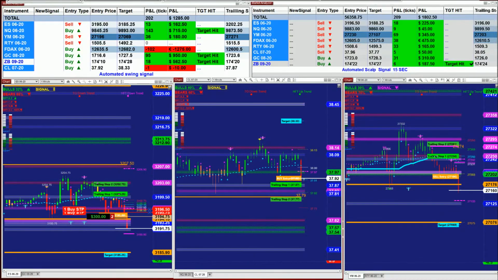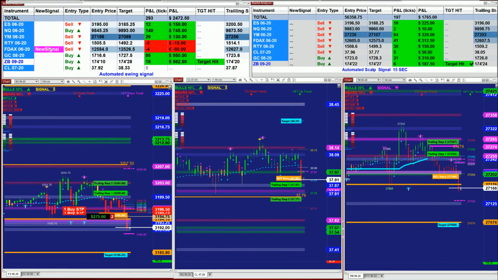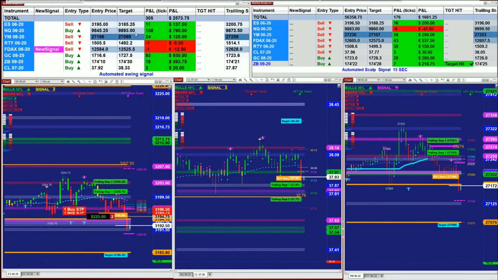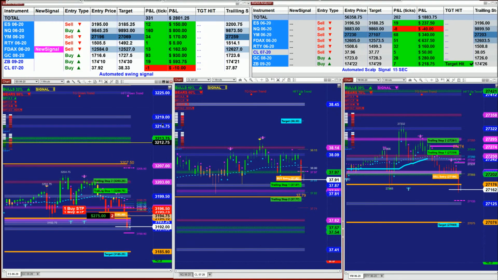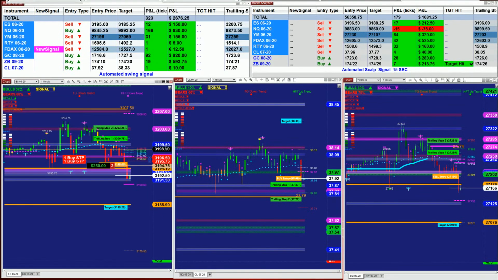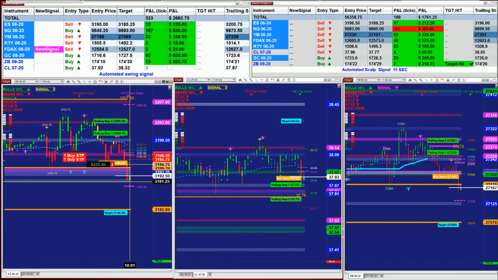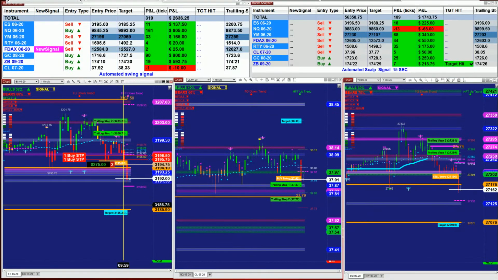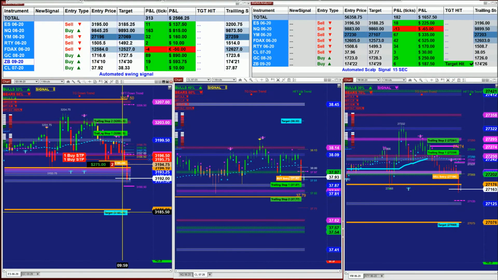On the left upper, a new signal on the DAX, sell 12584, target 12525.5. So the market really start turning around, and I'm not happy with the short. The reason I'm not happy with that short is because we have a major support area here. Once we break the last support area 3191.50, then we are going to hit the target immediately.